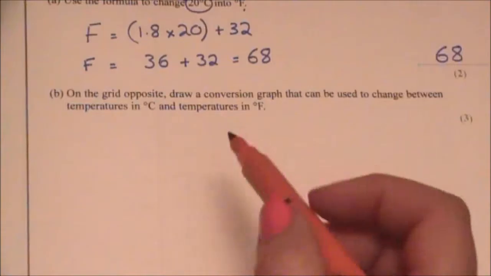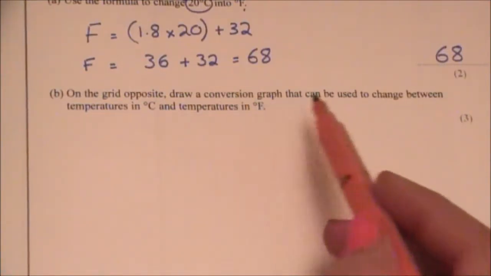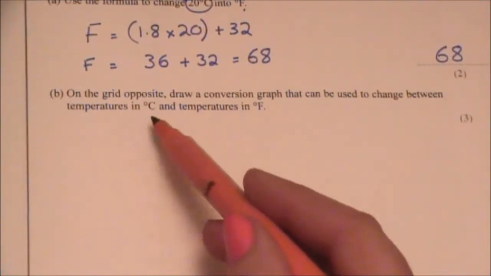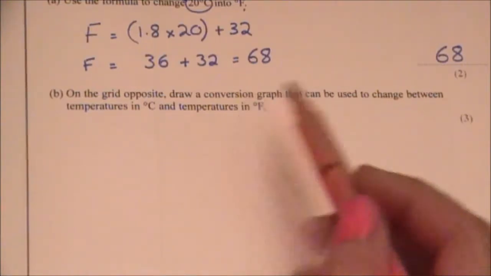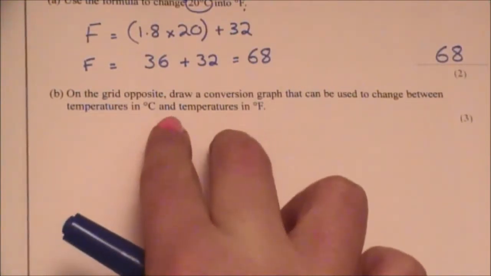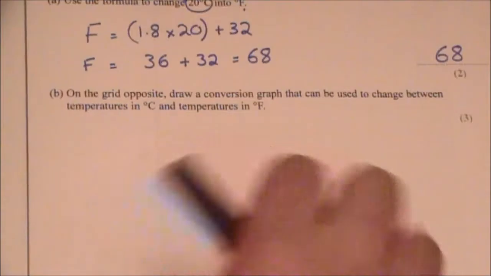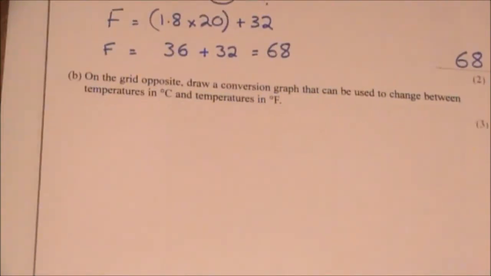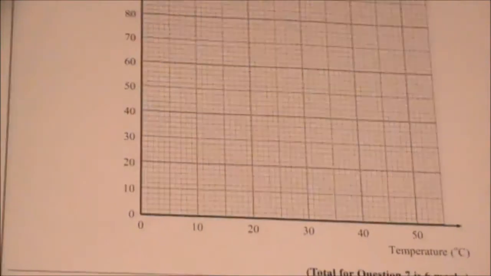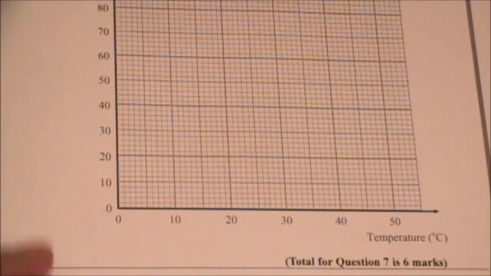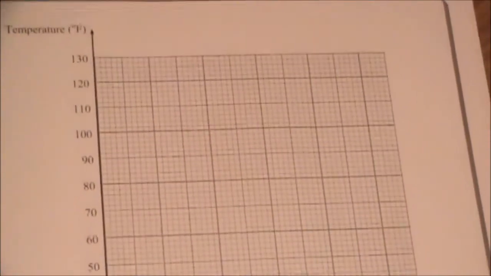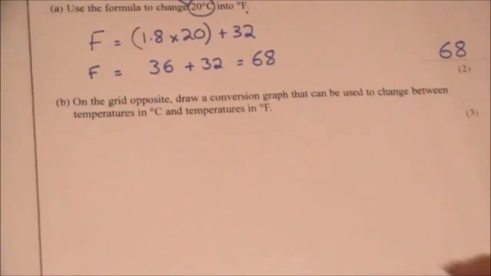Now, on the grid opposite, you need to draw a conversion graph that can be used to change between temperatures in centigrade and temperatures in Fahrenheit. Because the two variables I'm dealing with here are centigrade and Fahrenheit, that's what I expect to see on my axes. And there's my graph, with centigrade going along the bottom and Fahrenheit going up the side. Now, I need to actually draw this conversion graph.